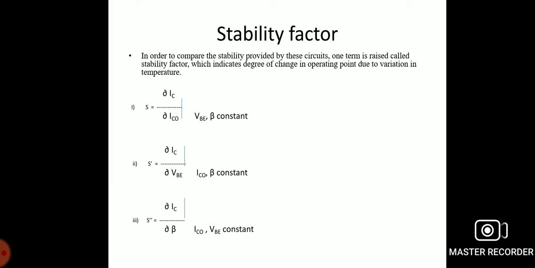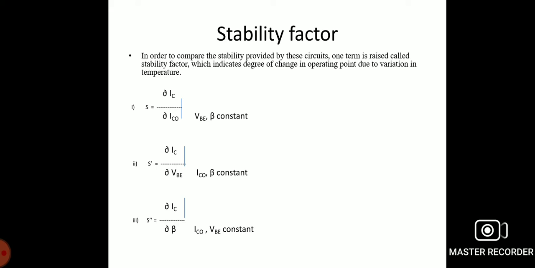First we have to discuss the stability factor of BJT configuration biasing. So first, what is a stability factor? The definition: in order to compare the stability provided by these circuits, one term is raised, called the stability factor, which indicates the degree of change in operating point due to variation in temperature. That is called the stability factor.